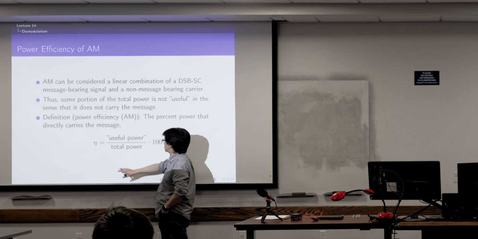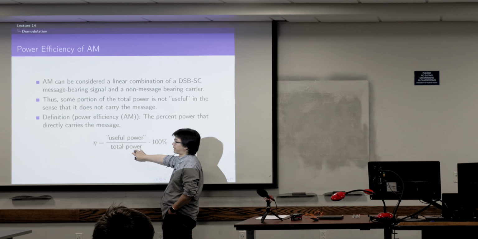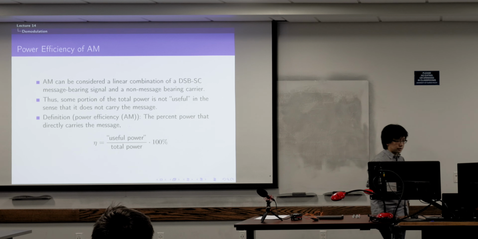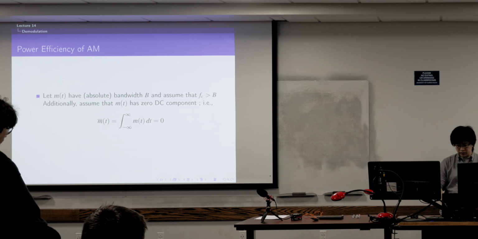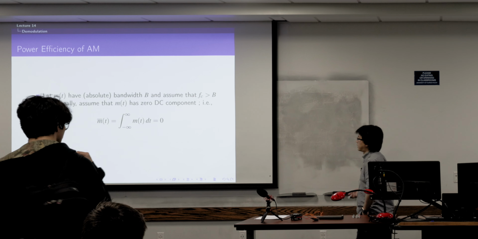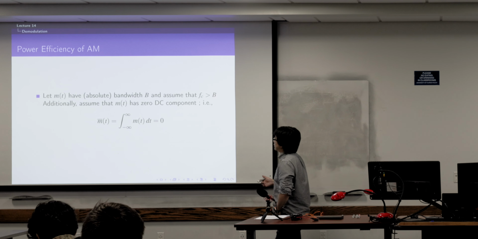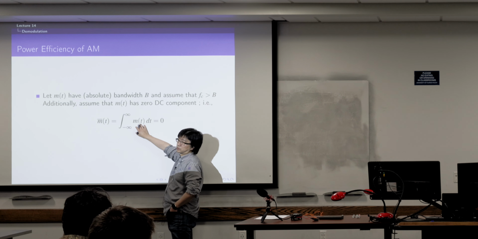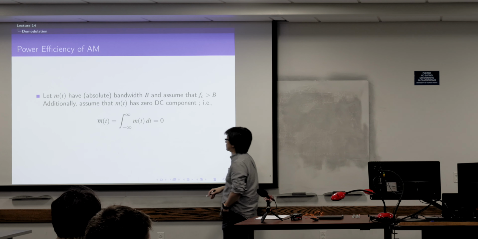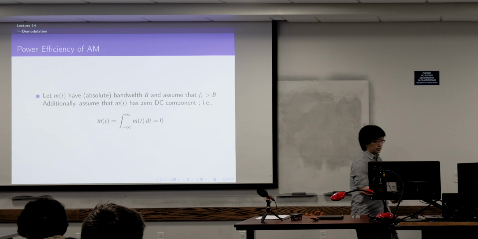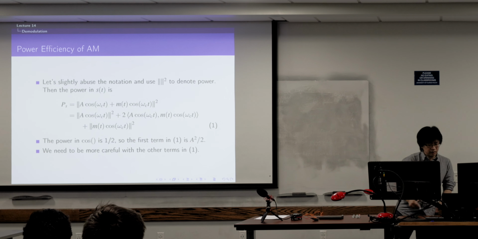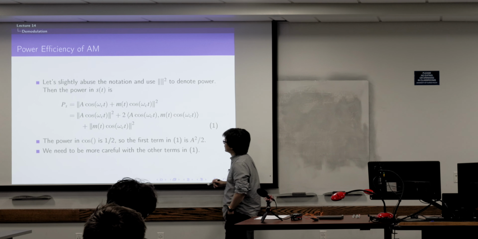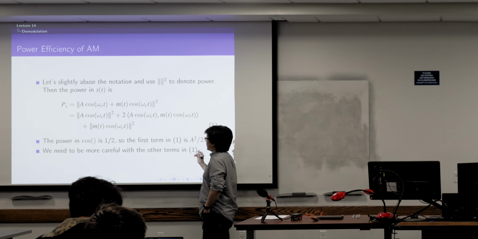Let's recall the definition of the power efficiency. It means the useful power divided by the total power, times 100%. In order to compute it, we need to compute the total power and the useful power. In our class, we assume that the DC component of the message signal is 0, which makes our life a little bit easier. Then we can compute the power of the AM signal.